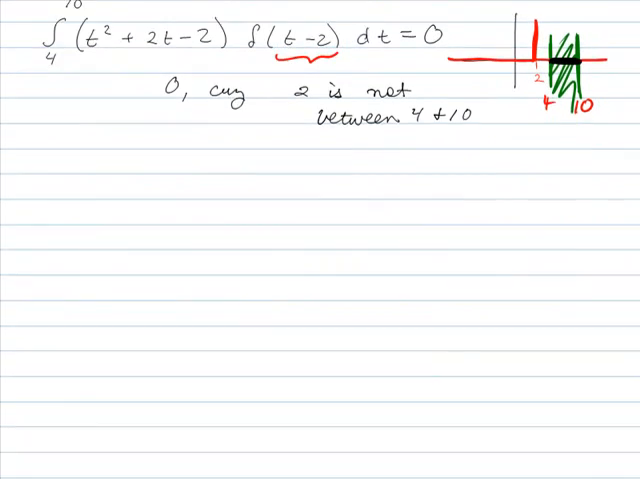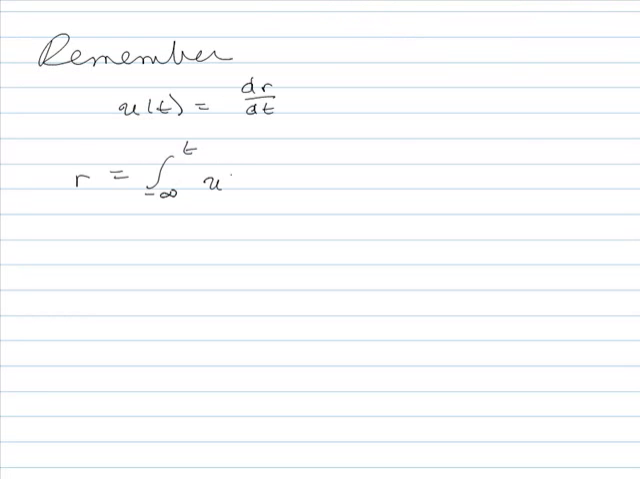Some other things to remember as you're going through this. As you're solving the problems, your unit step is the derivative of your ramp. So therefore, your ramp is equal to the integral of your unit step. And your impulse is equal to the derivative of your unit step. So therefore, your unit step is equal to the integral of your impulse. And that should be enough to get you started on these problems.